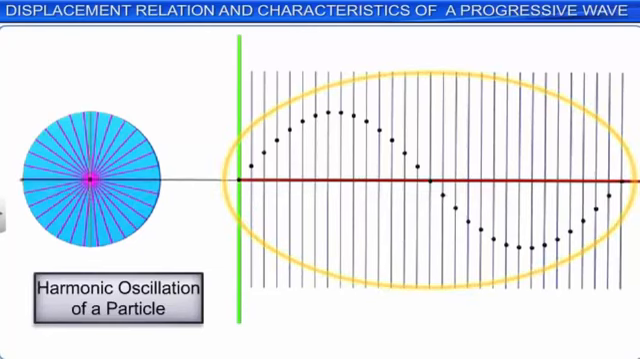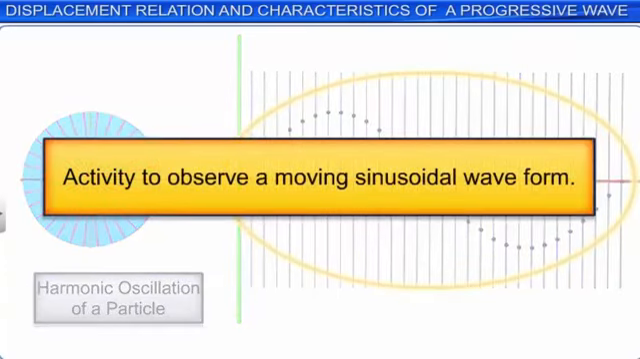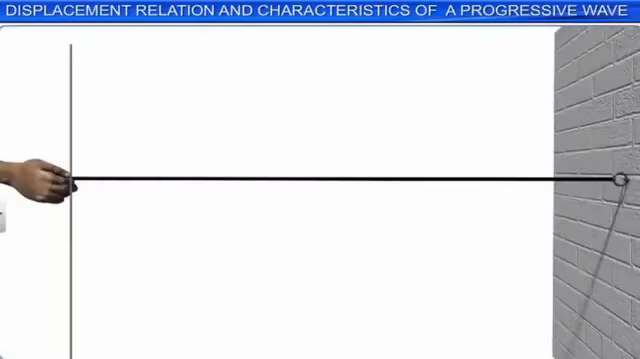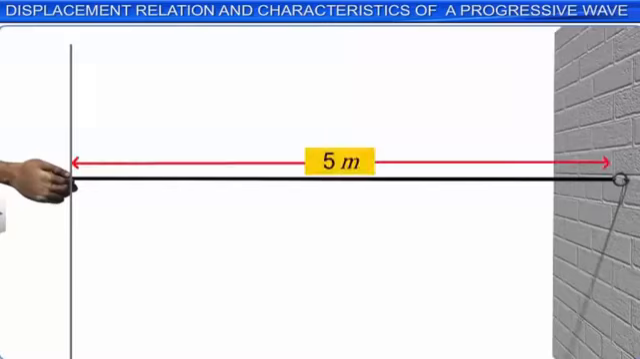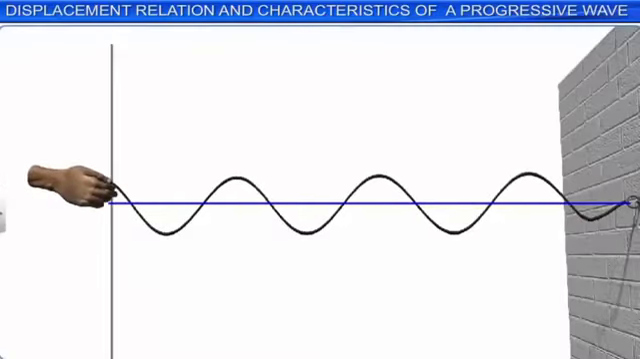When the hand is moved up and down continuously about the mean position with a simple harmonic motion, a continuous wave, which is sinusoidal in shape, travels along the string with the velocity v. Let us mark a point on the string and observe it as the wave propagates through the string. We see that the point moves up and down the mean position.